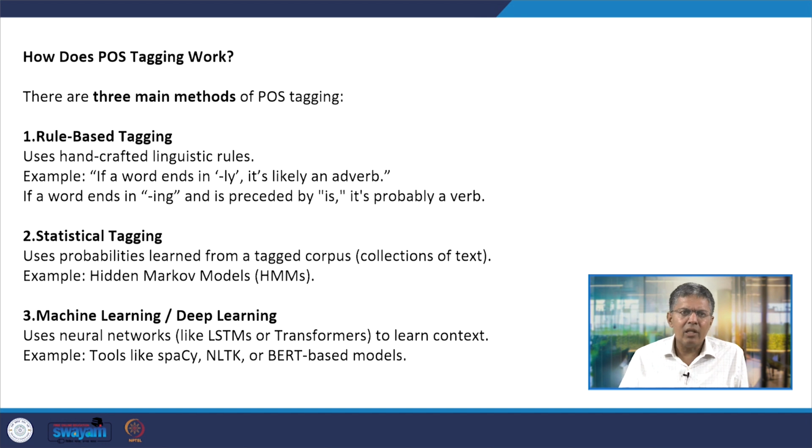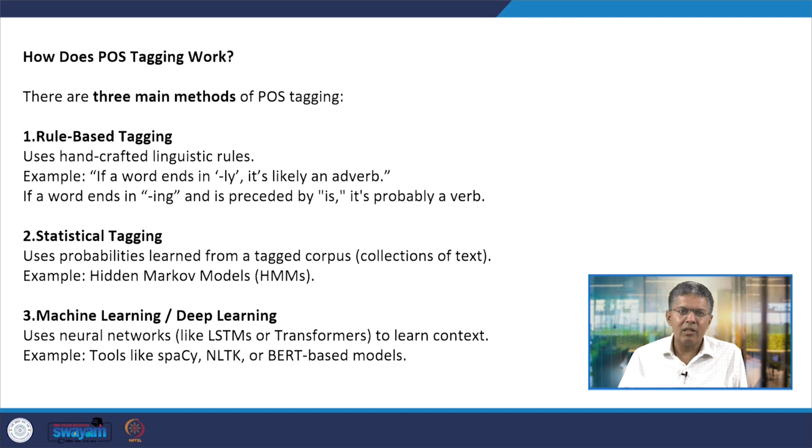Now, there are three methods of POS tagging. One is rule based tagging, second is statistical tagging, and the third is machine learning or deep learning based tagging. Okay. Rule based tagging is the most traditional. It uses handcrafted linguistic rules. Now, what are handcrafted? For example, if a word ends in ly, it is likely an adverb.